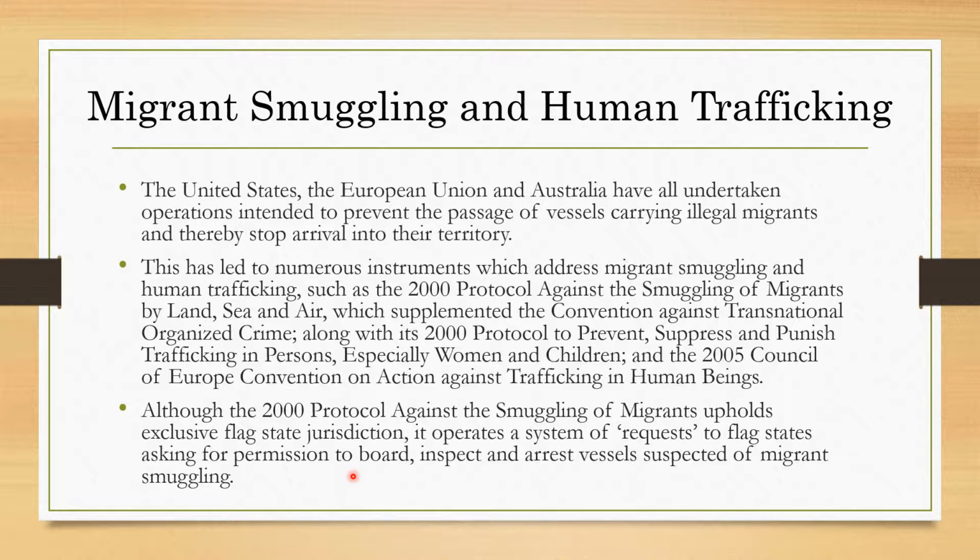They have a system of requests now, so that under the 2000 Protocol against the Smuggling of Migrants, if you suspect a vessel to be engaging in migrant smuggling and to be bringing migrants across to another country by some means of exploitation, then you can request from the flag state, if it's not under your flag jurisdiction, permission to board, inspect and arrest the vessel. But again, this doesn't solve the problem of one's international humanitarian obligations, because obviously once you've boarded a vessel, if it's got lots of migrants on board, you then need to consider their safe return to somewhere of safety.